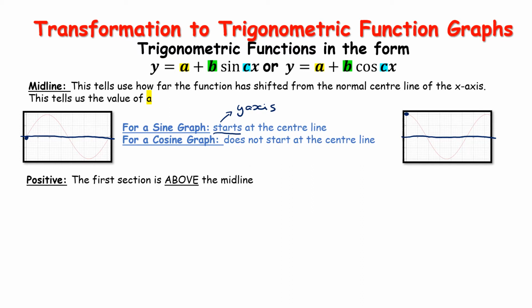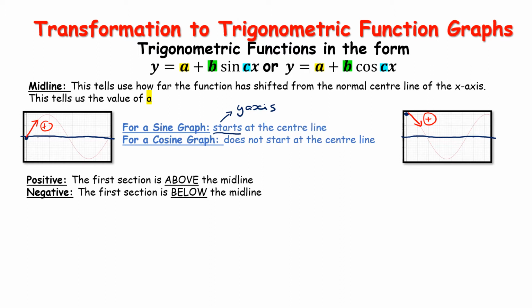The next thing we want to figure out is if it's positive or negative. This one's a little bit trickier because there are a few different ways you can learn this, but because we have sine and cosine, the easiest way is to look at the first section. If that first section is above the midline, like there, then that's positive. Here, again, even though it's going down, it's still above the midline, so it's positive.